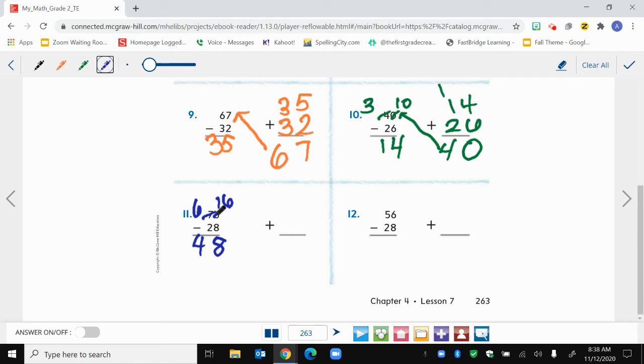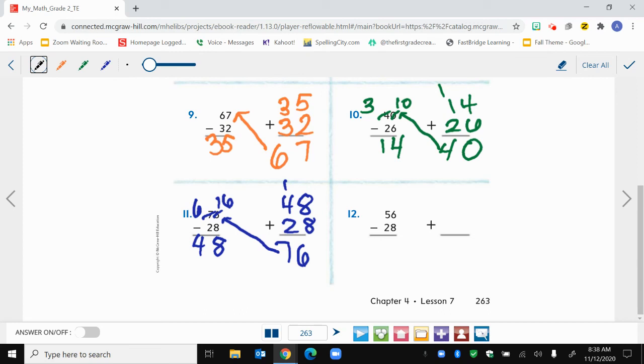So now to check it, I would add those two smaller numbers. So 48 plus 28. Well, on the one side, I see 8 plus 8, which is 16. So I would have put a 1 up there and a 6 down here. Then 1 plus 4 is 5. 5 plus 2 is 7. So your answer should have matched that 76.